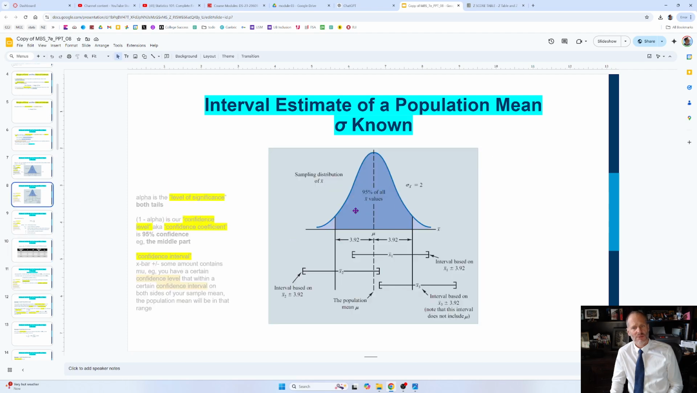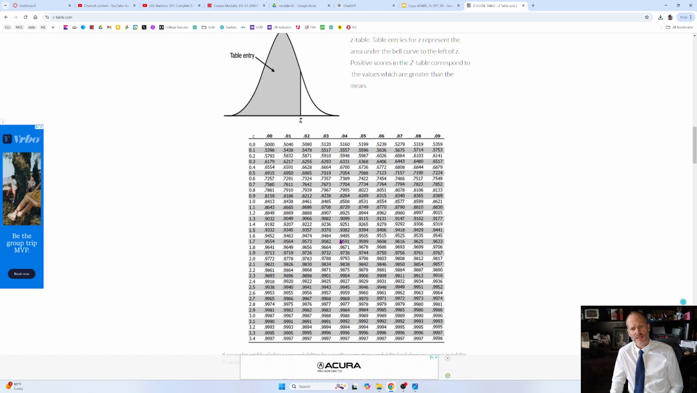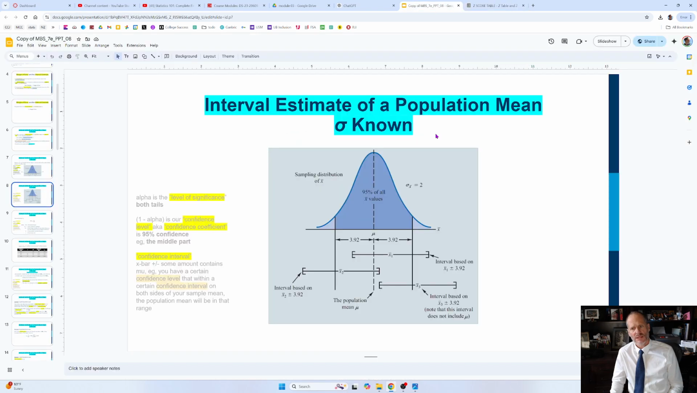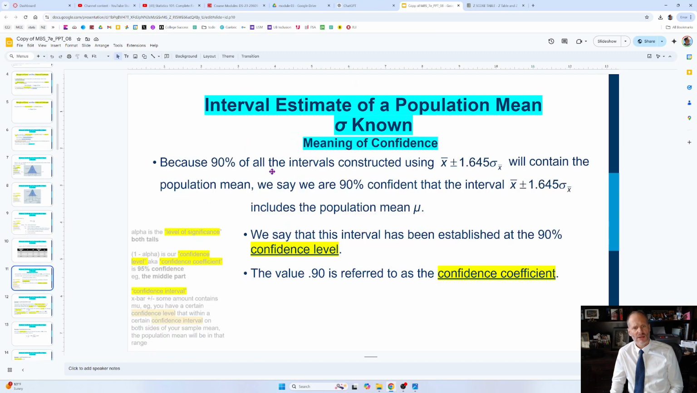This is 90%. Our alpha is 10%, which means we have 5% here and 5% here. So we have 95% from here over. This is 5% here, and this is 95% from here over. And so 95% would be right between these two, right there, and it'd be 1.645. 90% is 1.645.